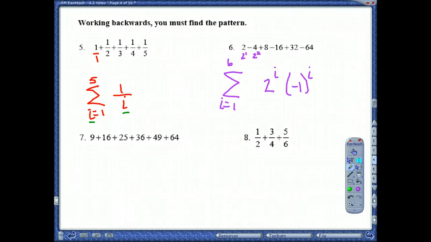If I put that 1 in there for the i, I'm going to have 2 to the 1. I'm going to have -1 to the 1. So my first term is going to be -2. I needed it to be a +2. So I'm just going to come up here and add 1 or subtract 1.